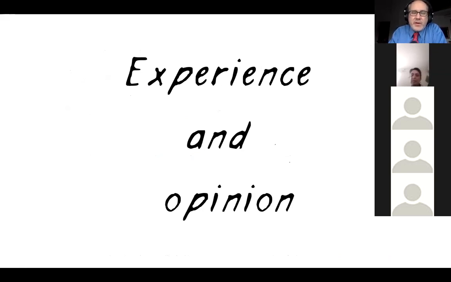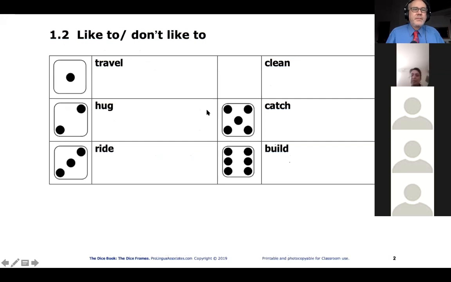Now let's look at experience and opinion, a few dice frames with that. Here's a very simple one for students. In groups, they will roll their die. For example, if they get a 6, they can say what they like or don't like to do with the word build. For me, it's I like to build things out of clay, modeling clay. I like the way it feels.